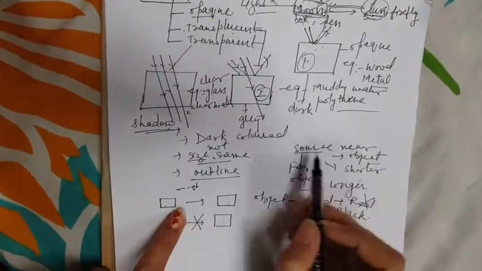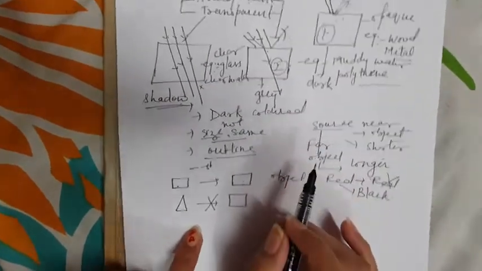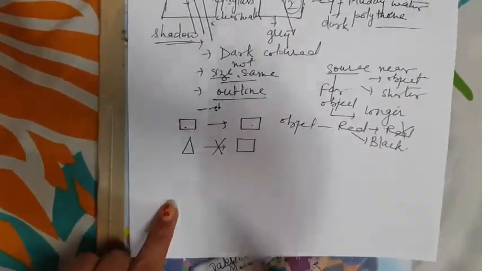Now only two objects they have shadows. Okay. Next topic.